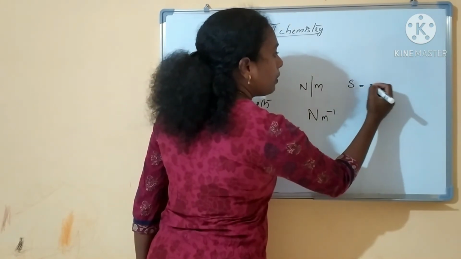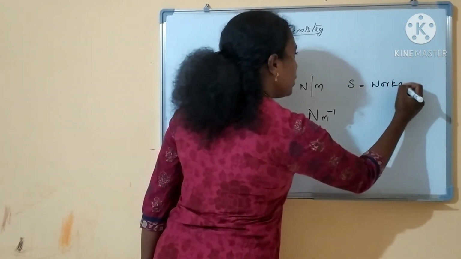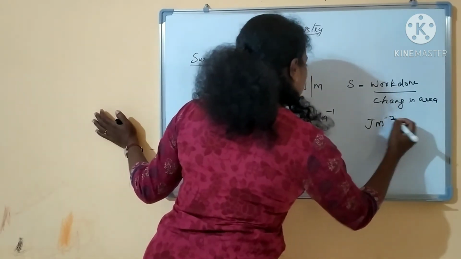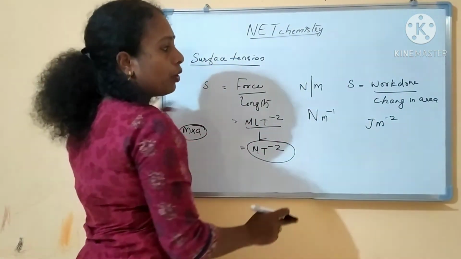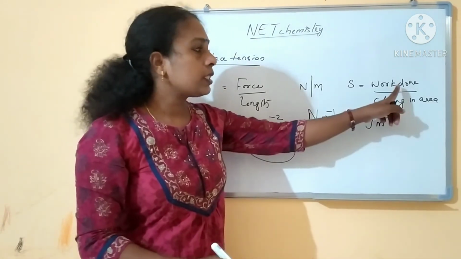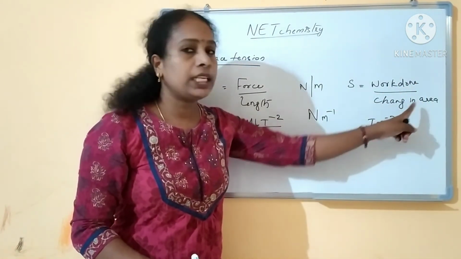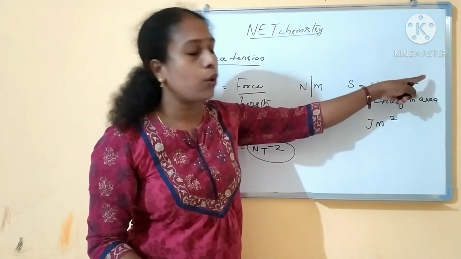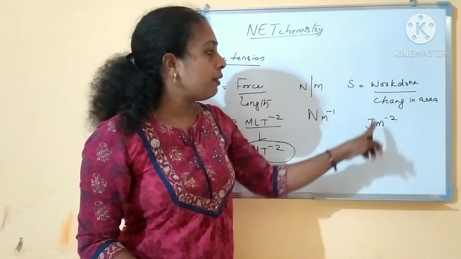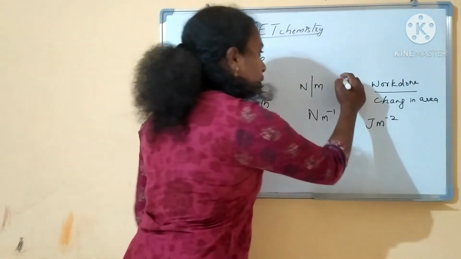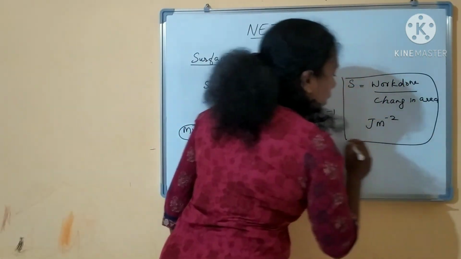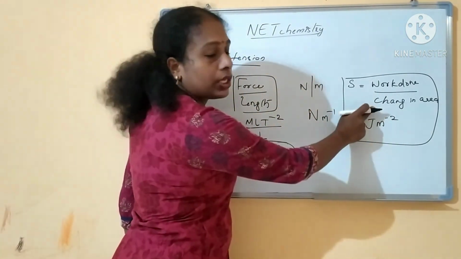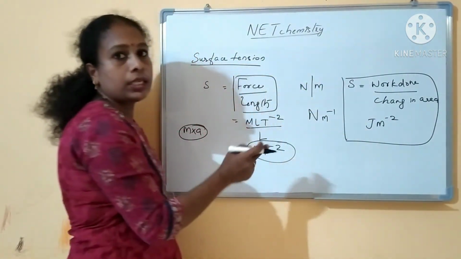Or else, for surface tension, another formula we can use. How to find out surface tension? Work done by change in area, or joule per meter square. What is the work done? Work done is joule, and change in area will be meter square, right? So we are taking it above this line. Then joule per meter square, this is also a formula to find out the surface tension. Both force by length and work done by change in area, that is joule per meter square, are surface tension.